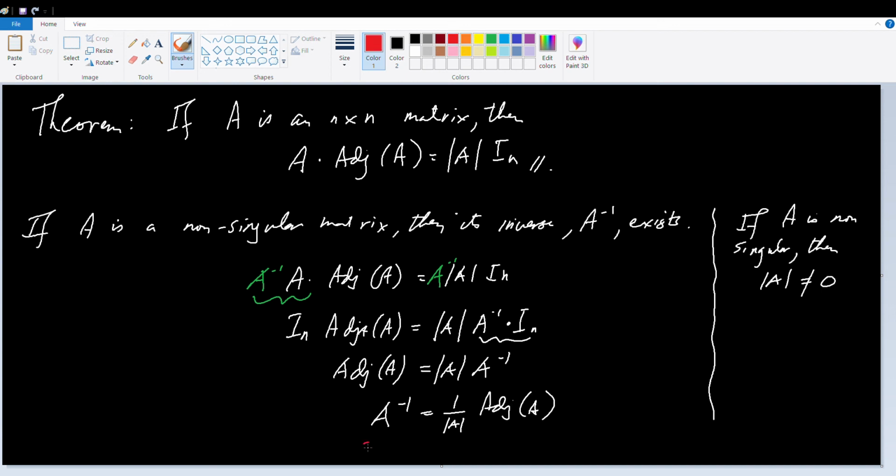So this is an important relation. We take the adjunct of a matrix A, divide it by its determinant, then it will give you the inverse of the matrix. Okay?